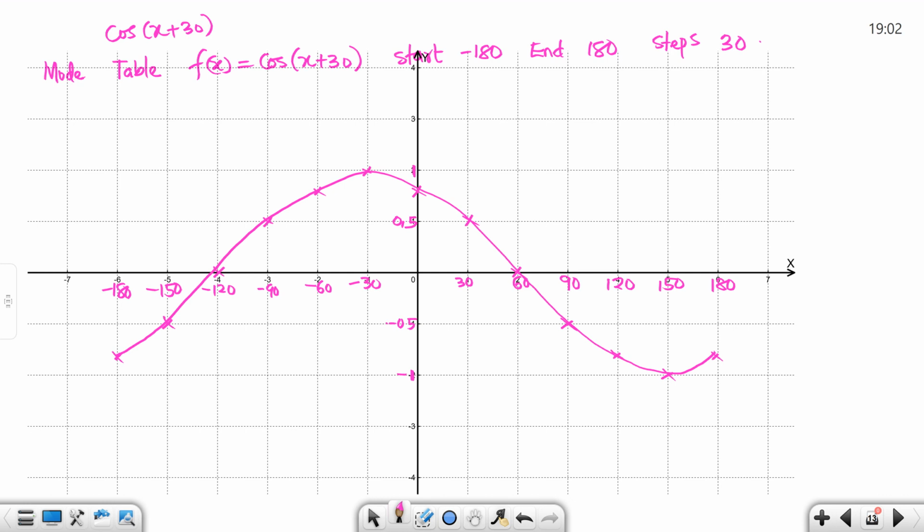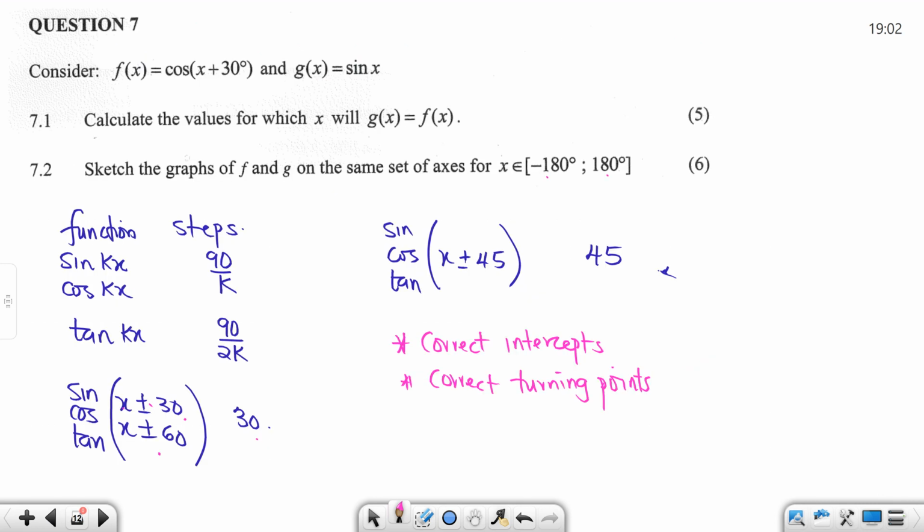Is this graph for you? That they have plus 30. As you stay here, you'll be wrong. You are going to miss turning points. So always find the new step for your graph. Okay, that's the question there.